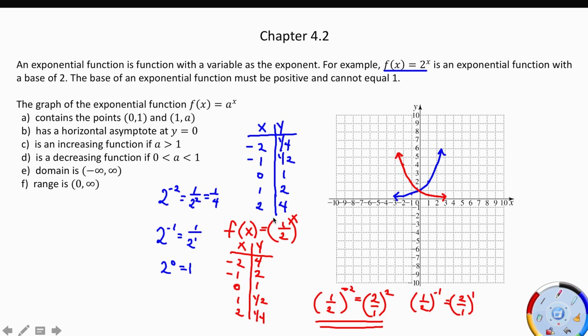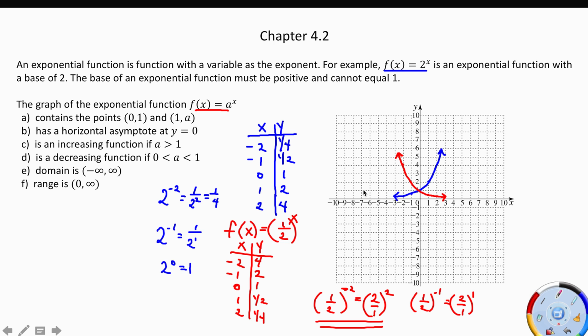Okay, so let's think about these graphs a minute then. Notice that the graph of an exponential function of this form always contains the point (0, 1). We saw that twice. Anything to the 0 power is 1. And 1 with whatever your base is. This one has (1, 2) when I had a base of 2. This one had (1, 1/2) when I had a base 1/2. It has a horizontal asymptote at y equals 0. It's an increasing function if your base is bigger than 1. It's decreasing if your base is in between 0 and 1.